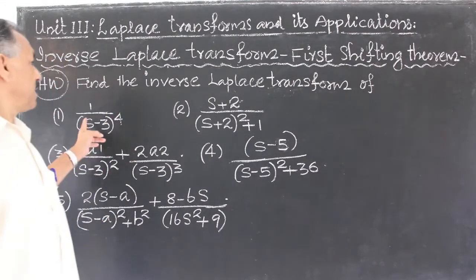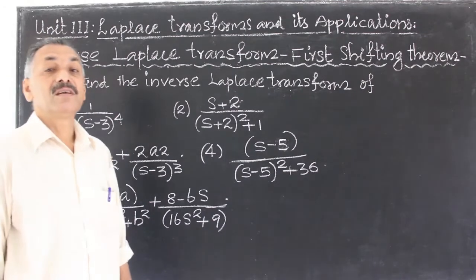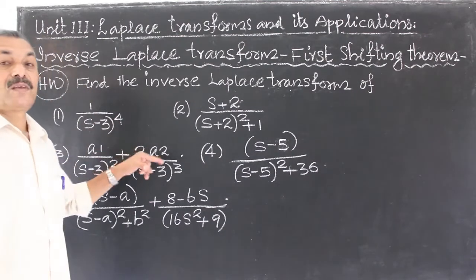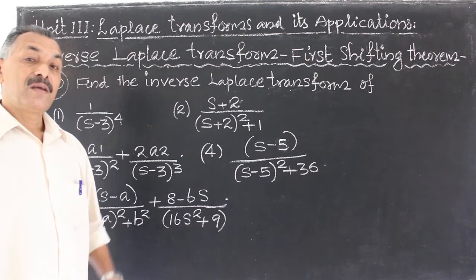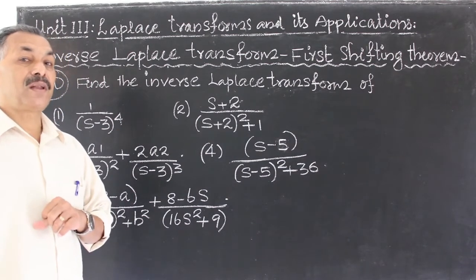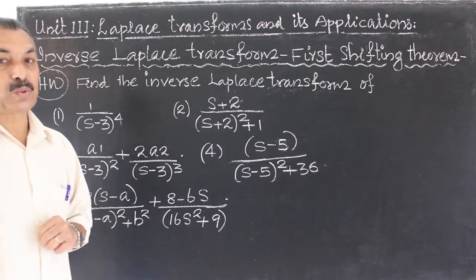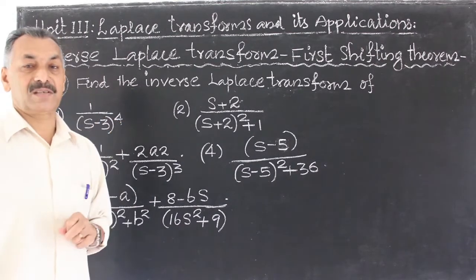This is f of s minus a, where it is 1 divided by (s minus 3) raised to 4. Then what is f of s? 1 divided by s raised to 4. What is L inverse of f of s? L inverse of 1 divided by s raised to 4 is t cube divided by factorial 3, isn't it? t cube divided by factorial 3 means t cube by 6.